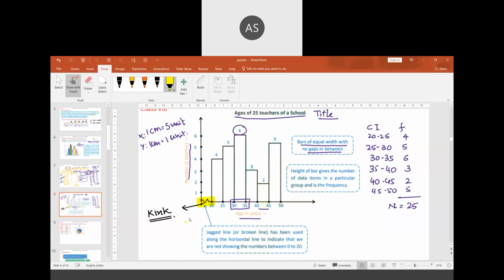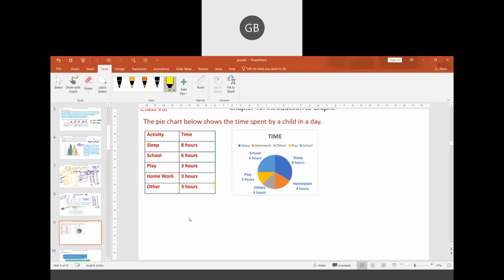No, sir. Just look at this graph. It's a pie chart. This pie chart shows the time spent by a child in a day. Here, the activities are: sleep 8 hours, school 6 hours, play 3 hours, homework 3 hours, other 3 hours. How is this pie chart obtained?